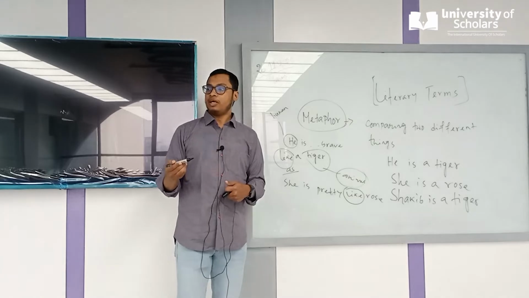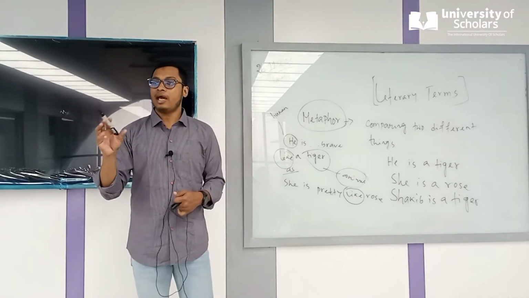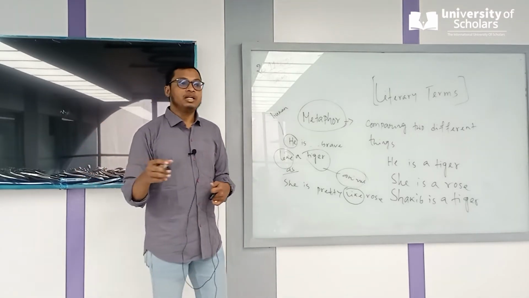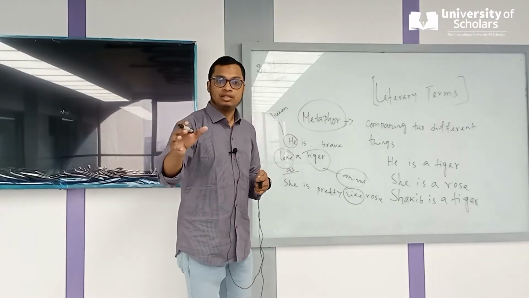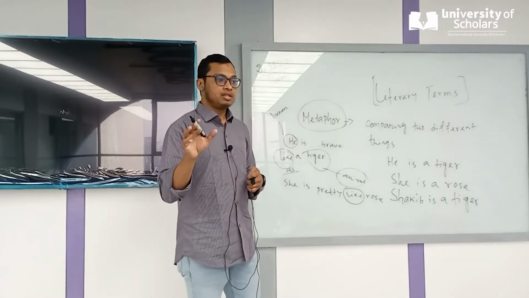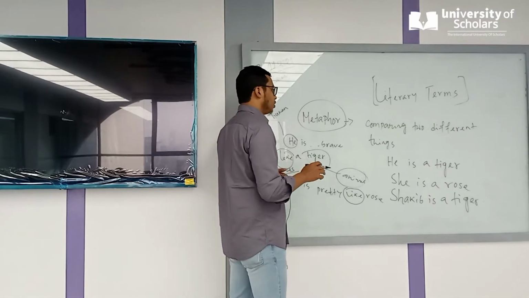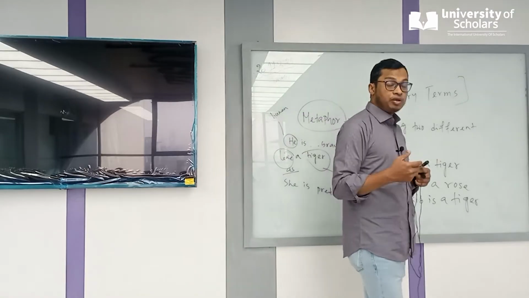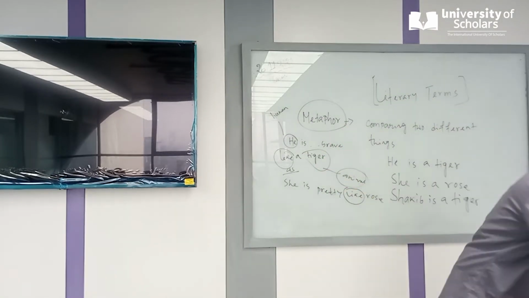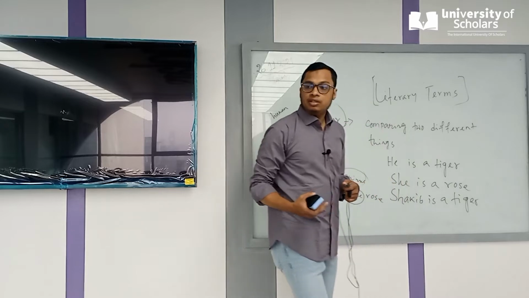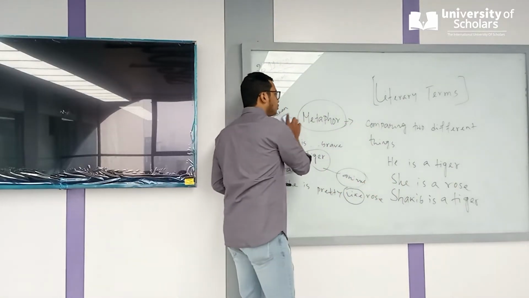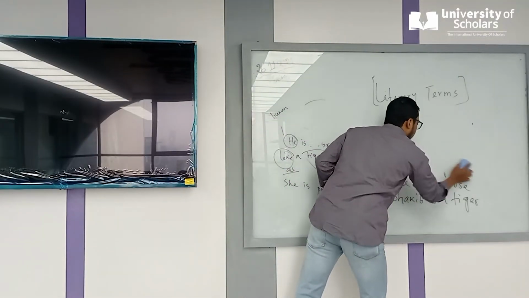Simile is when you compare things with like, as, or as...as, right? But in metaphor, you say it directly. That is called metaphor. Now let's go for the next one. I'll be giving you more examples. Is it clear to everyone? Yes, sir. Now come for this one.